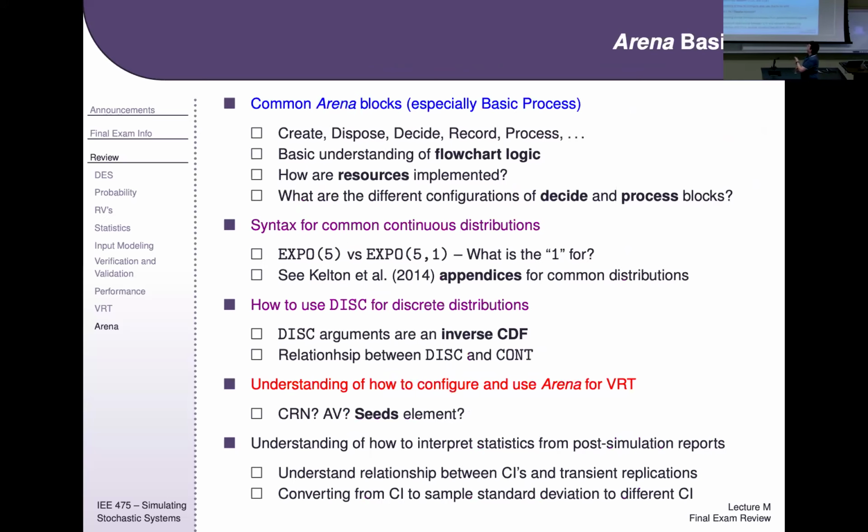And then the last thing here, just Arena stuff. Know the basic flowchart blocks: create, dispose, decide, process. Know that record exists, and know how resources are implemented. Know that a process itself isn't a resource. Processes are where resources and entities meet. This is a common misunderstanding. You define resources, and then processes are just the sandboxes in which resources can play. You can have multiple processes all using the same resource. So understand what a process is for.